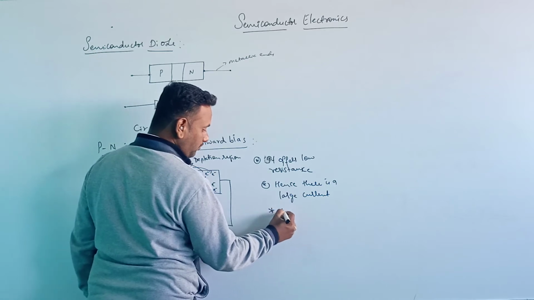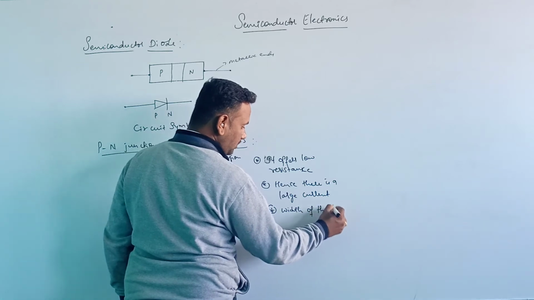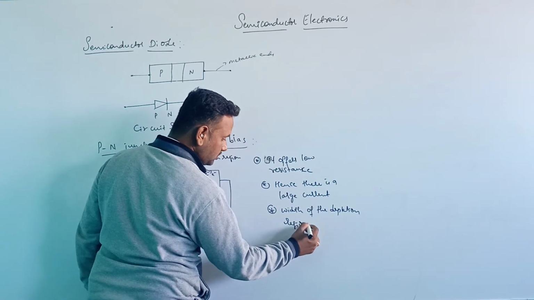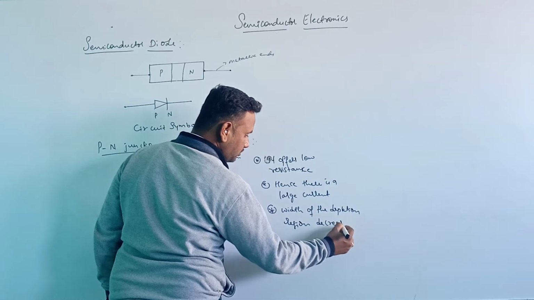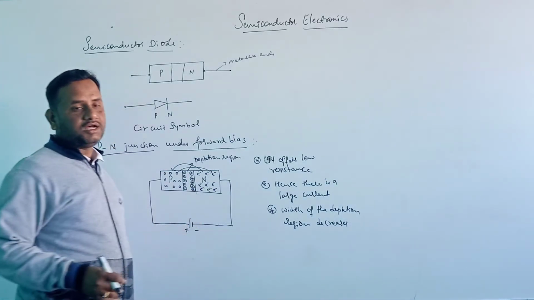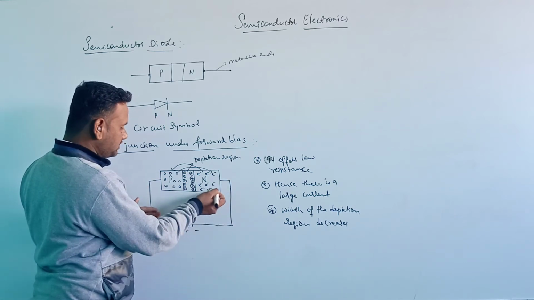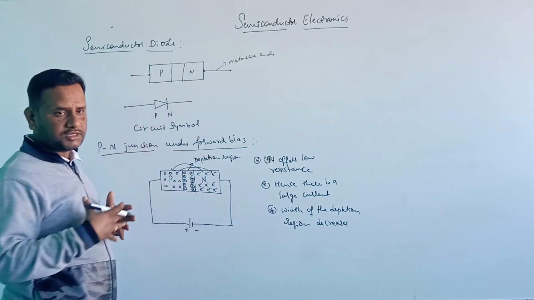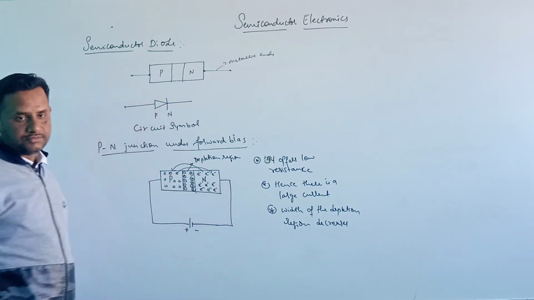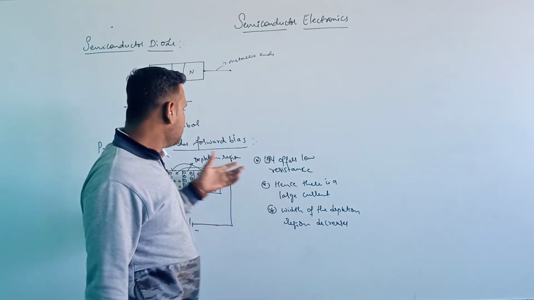I am writing: width of the depletion region decreases, and hence there will be a large current. There will be a lot of repulsion, positive here and negative there, negative charges here and positive charges there. This repulsion pushes the holes and the electrons toward the junction. So like this, we can see how forward bias works.